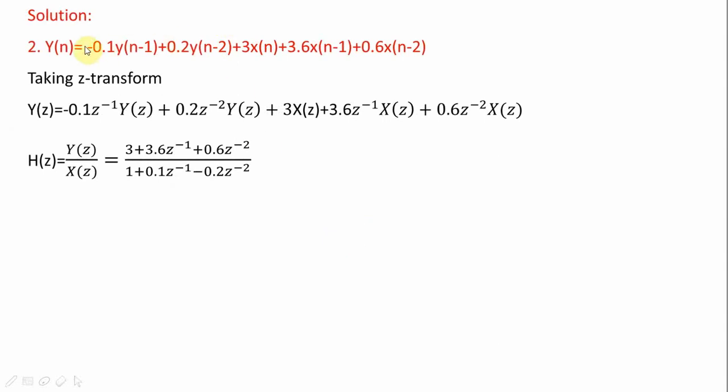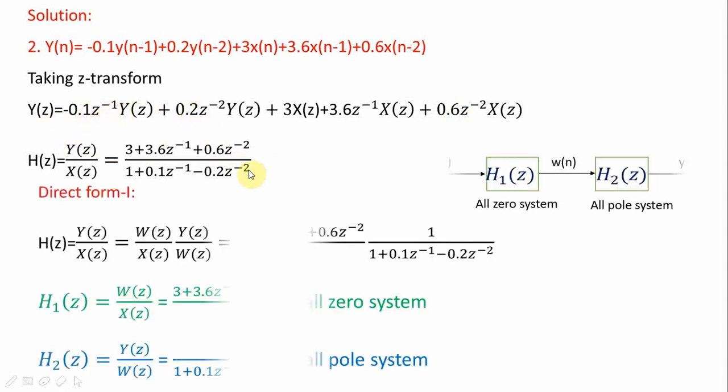Coming to the second problem, y of n is equal to so much. Take the z transform and collect all the y of z and x of z terms and take the ratio y of z to x of z. Then we get numerator as 3 plus 3.6 z power minus 1 plus 0.6 z power minus 2, and denominator as 1 plus 0.1 z power minus 1 minus 0.2 z power minus 2.